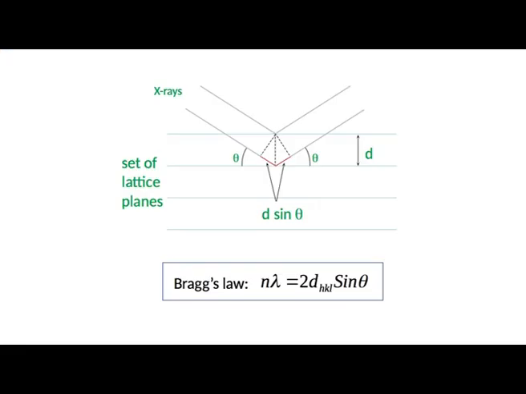then from the figure you will see that the path difference between the waves undergoing interference is given by 2 d sin theta. What is the path difference? Path difference is the difference between the waves, the incoming radiation and the outgoing radiation. So, the path difference can be evaluated as d sin theta into 2, which is 2 d sin theta.